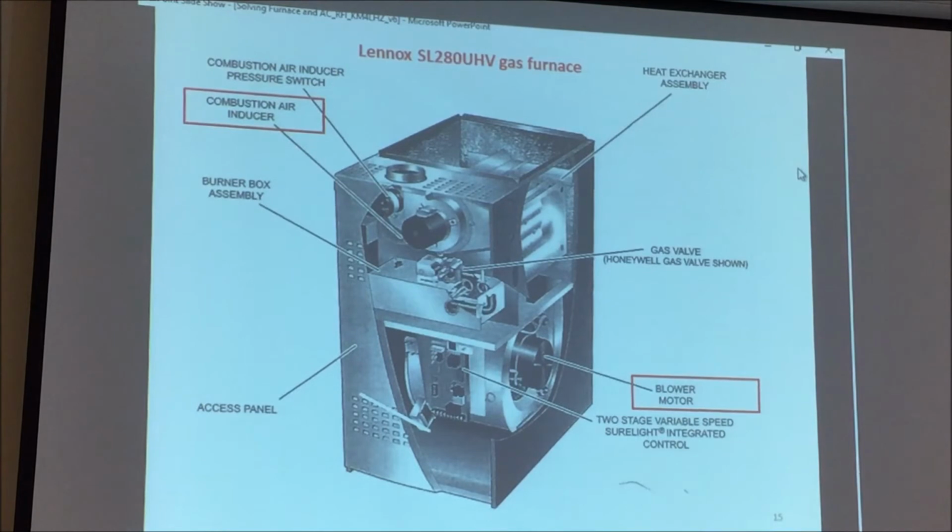This is my furnace, literally out of my manual. The combustion air inducer is on the left, which turned out not to be the problem. The blower motor is down lower right, about an inch from the wall, which had some consequences.